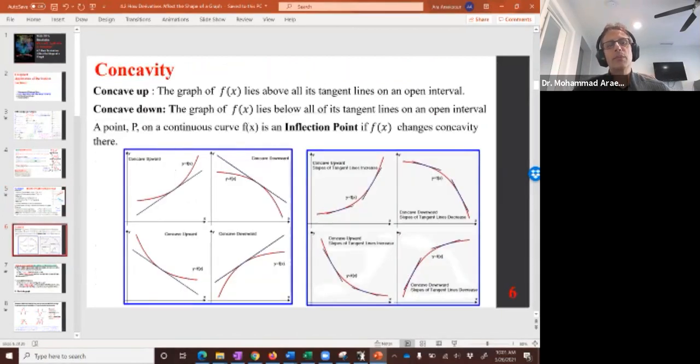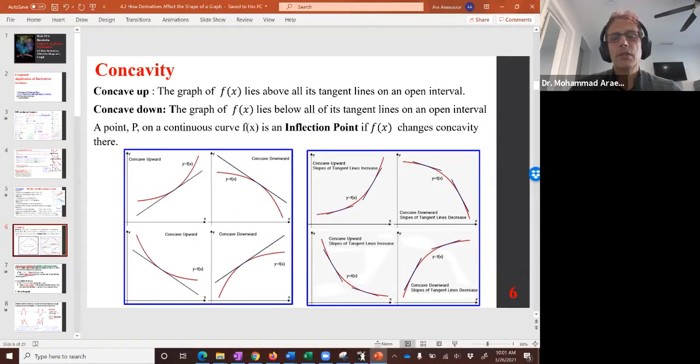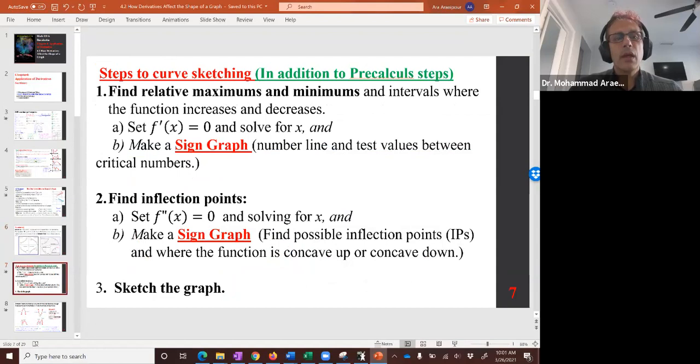Concave up, the graph is completely above the tangent line, and concave down is completely below its tangent lines. And of course, the point where the change happens, the change of concavity, is known as IP, the inflection point. To graph a function, we use previous course, Precalculus. That means finding intercepts, behavior near an x-intercept, the end behavior, and now we add calculus by finding relative extrema, inflection points. We put the whole thing together and we graph it.